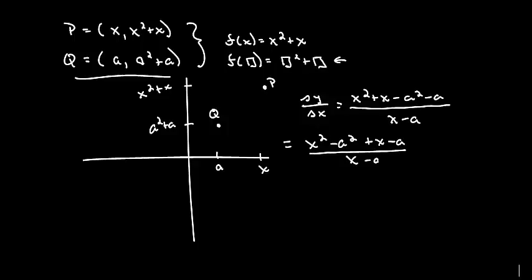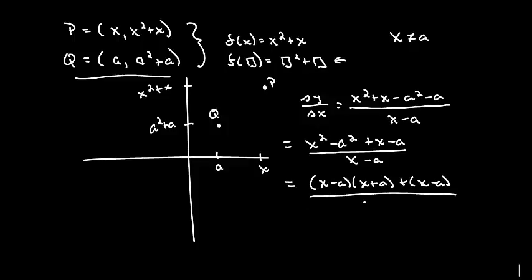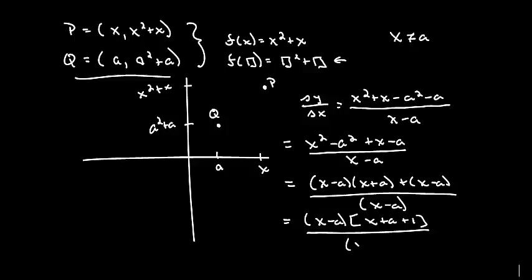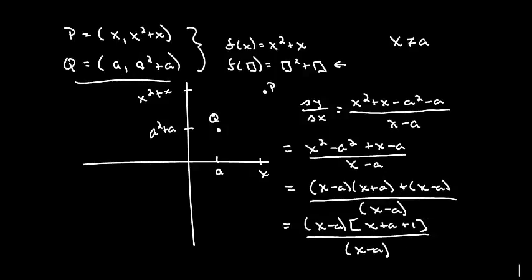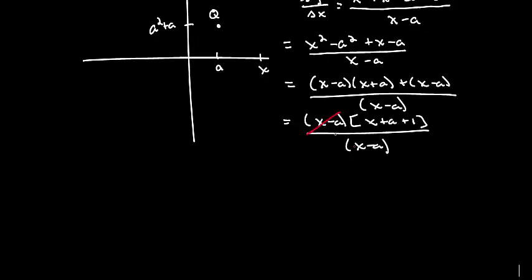And now x is not equal to a. That's given to us in the problem. So we don't have to worry about division by 0 here. Also, once I factor, you're going to see that I can pull out an x minus a out of the top. And out of the bottom here, so I can cancel these.